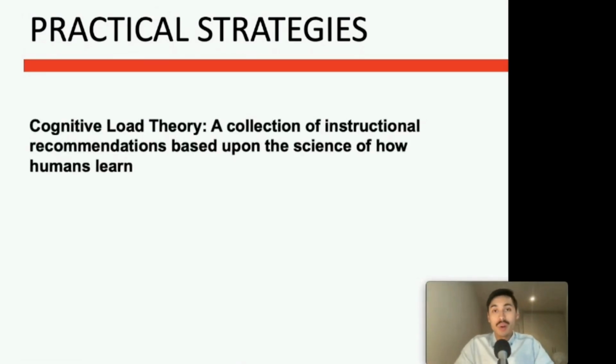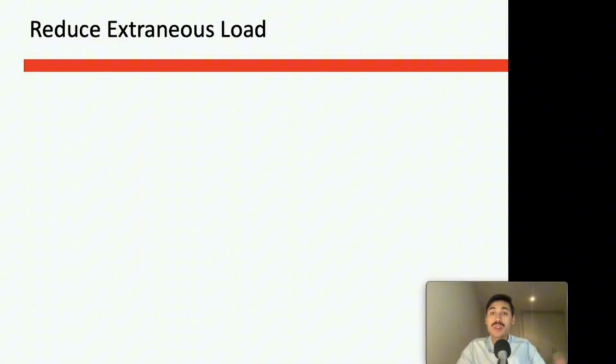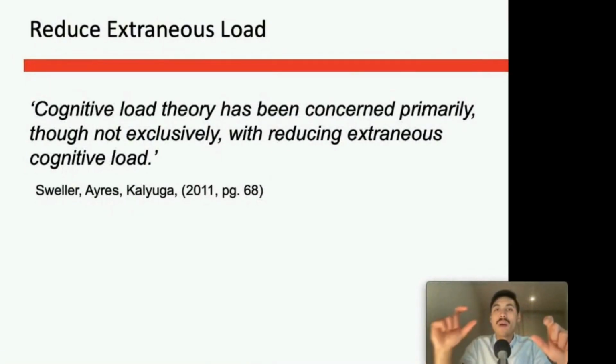This is my definition of cognitive load theory. It's a collection of instruction recommendations based upon the science of how humans learn. And most of those instruction recommendations, some of them are to do with optimizing intrinsic load. Remember that one part of the CLT equation, but the vast majority of them, as Sweller says here, are about reducing extraneous load. And the three things that I'll talk about today, if I do have time, are all about reducing that extraneous load.